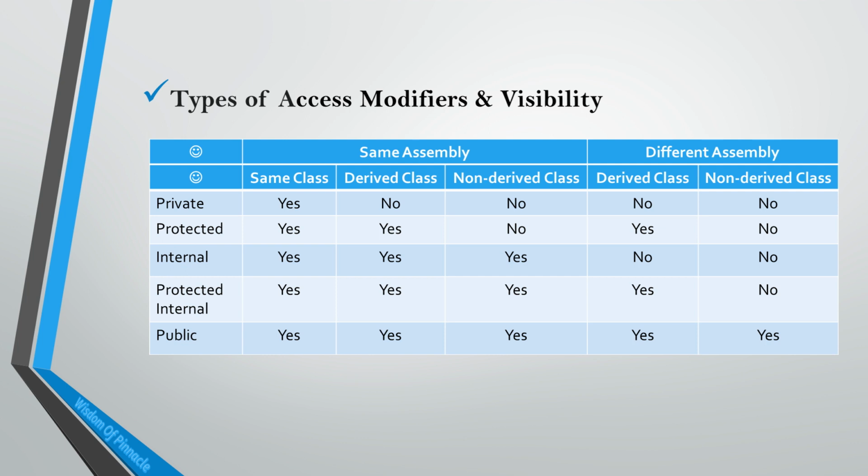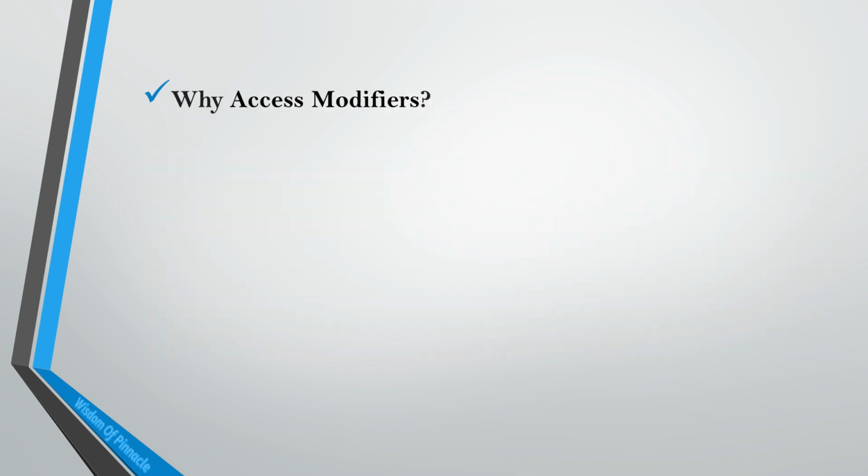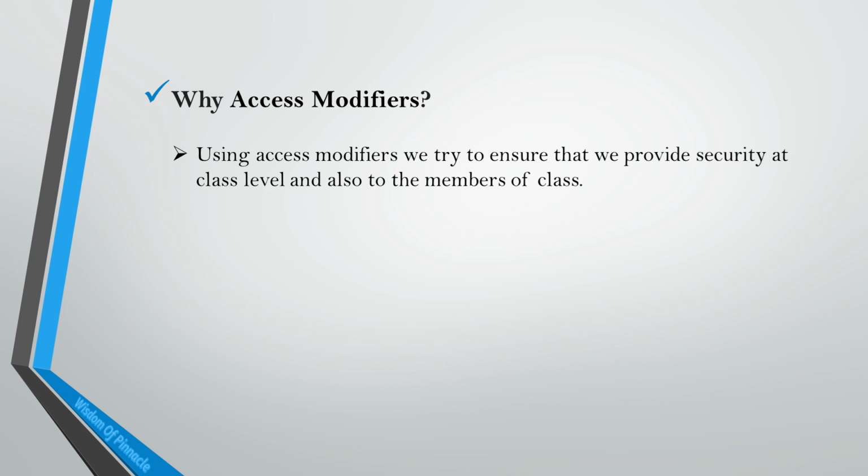Now, let us understand why access modifiers are needed. Using access modifiers, we try to ensure that we provide security at class level and also to the members of the class. So in short, we try to achieve security at our code level, thus ensuring the security of our application as well.